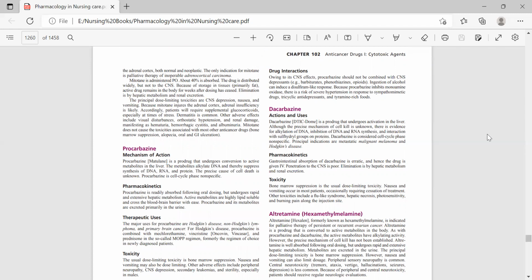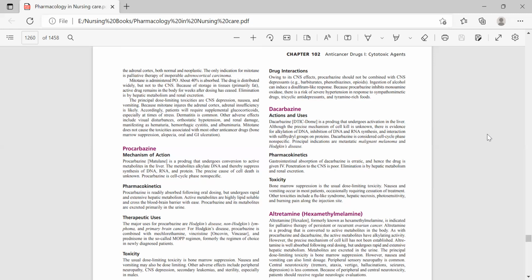Another drug is dacarbazine. Dacarbazine undergoes activation in the liver. The precise mechanism of cell kill is unknown, so the evidence found is alkylation of DNA, inhibition of DNA and RNA synthesis, and interaction with sulfhydryl groups on protein. Dacarbazine is considered cell cycle phase non-specific. It is principally indicated in metastatic malignant melanoma and Hodgkin disease.